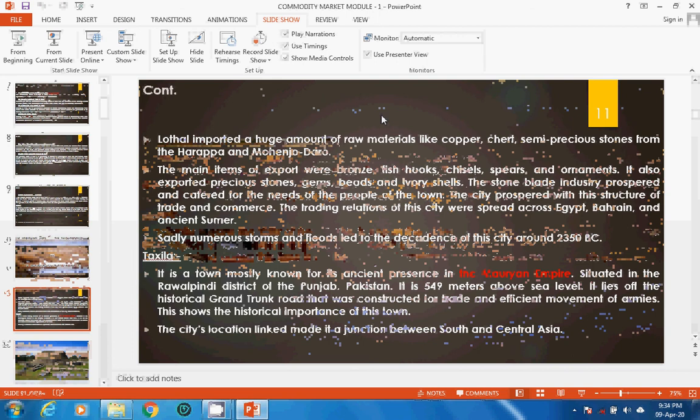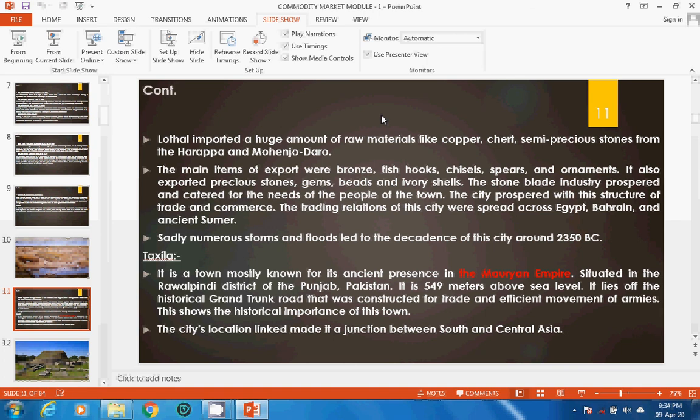Lothal imported a huge amount of raw materials like copper, chert, and semi-precious stones from Harappa and Mohenjo-daro. The main exports from Lothal were bronze, fish hooks, chisels, spears and ornaments. It also exported precious stones, gems, beads and ivory shells. The stone blade industry prospered and catered to the needs of the people of Lothal. The city prospered with this structure of trade and commerce. Its trade relations spread across Egypt, Bahrain, and the ancient Sumerians.